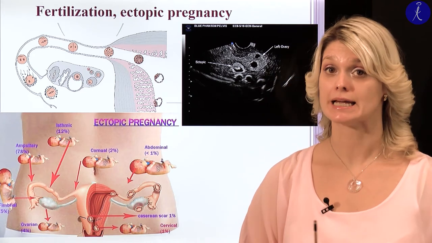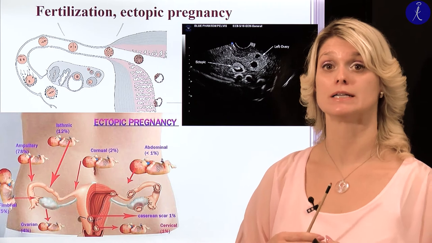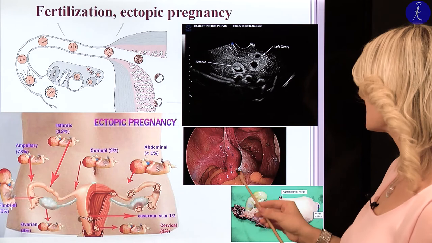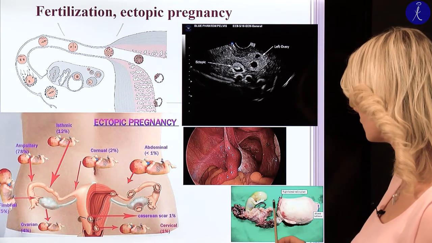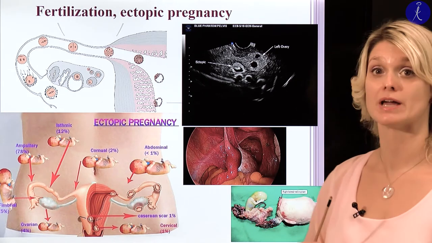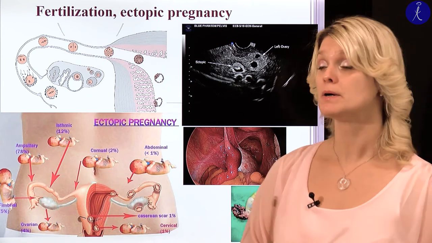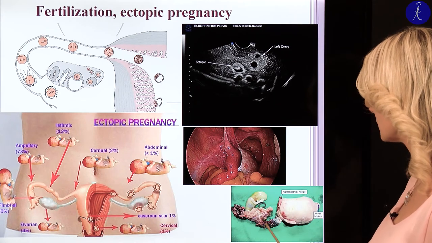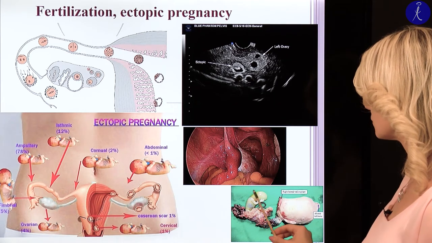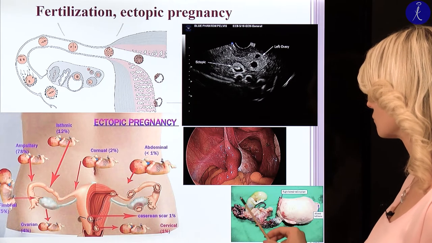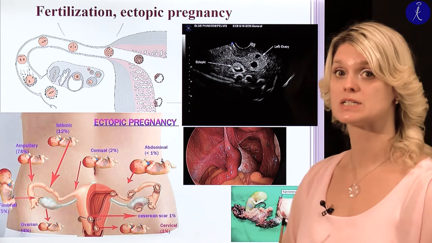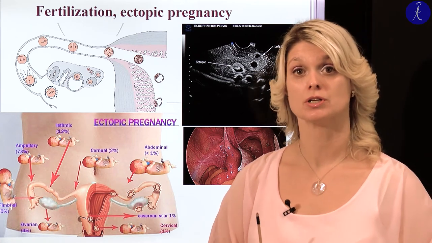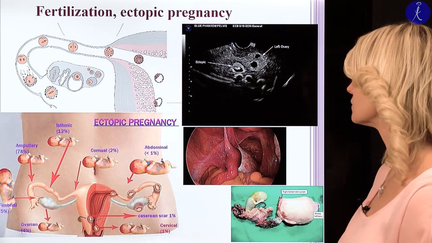Unfortunately, in this case, we have to finish this pregnancy with abortion, because if the embryo will grow there, because there we have a very good blood supply, we can rupture the fallopian tube. Here you can see this tragedy on the fallopian tube. Here we have a rupture within the fallopian tube. And from this, we could have a very huge bleeding, and it could be a life-threatening condition for the pregnant woman.